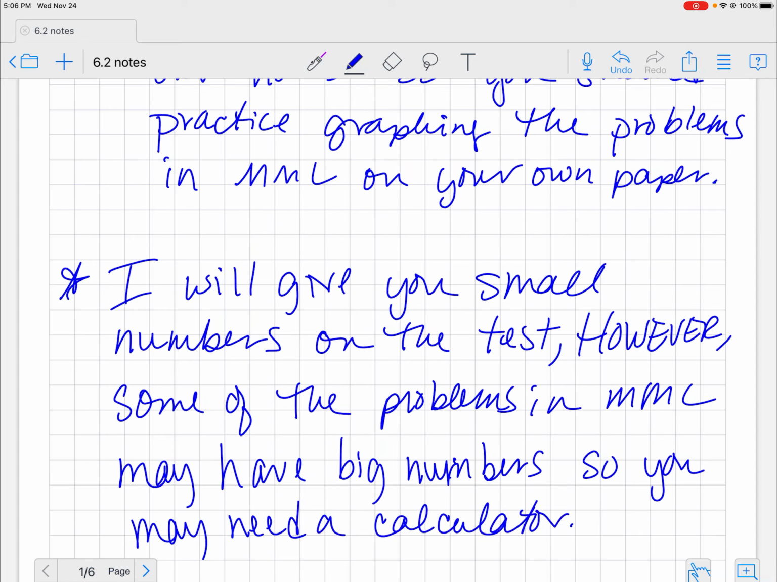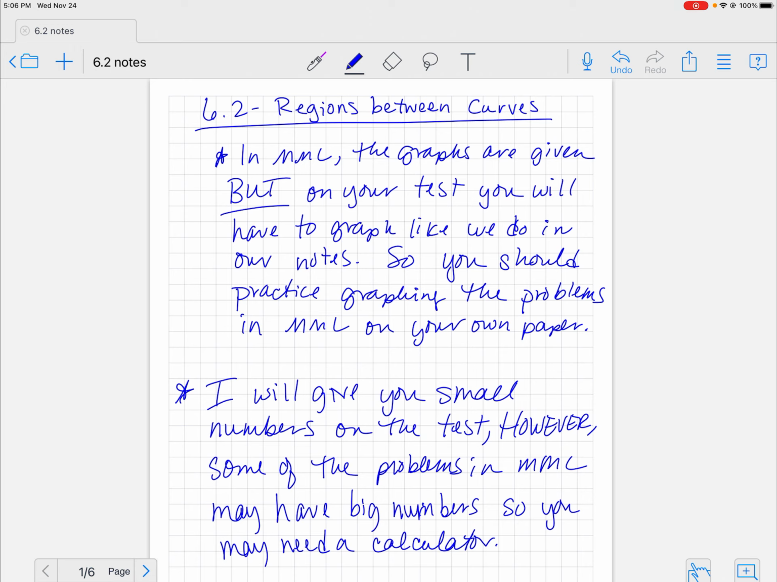However, I do expect you to be able to graph a quadratic, graph a line, graph an absolute value. Some of these basic things that we know how to do, I do expect you to be able to graph those, and those are the kinds of problems that I will be giving you on your test. But I do want to give this disclaimer right here at the beginning of our notes that the problems will be graphed already in my math lab, but you should practice graphing those on your own paper. All right? Okay.